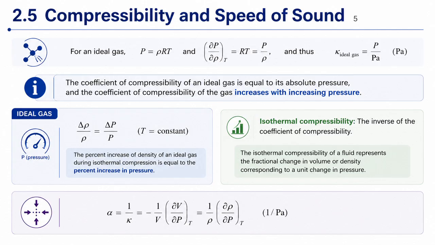And with that definition, we can substitute the values and we will get alpha is equal to 1 by V times dou V by dou P at constant temperature. This simply is the inverse of bulk modulus.